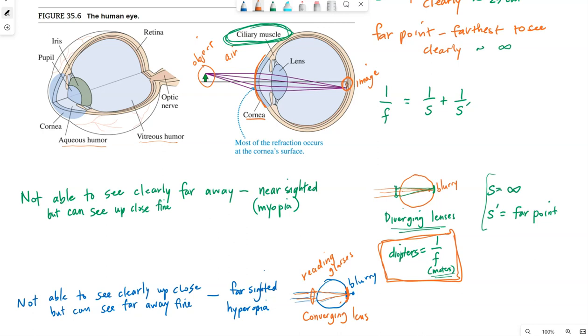The purpose of your reading glasses would be to take an object that is at a comfortable distance from your face, so where you want to hold, say, a book you're reading, the distance from your face you want to hold it. The purpose of the glasses is to create an image where you can actually see it, which is at your near point.